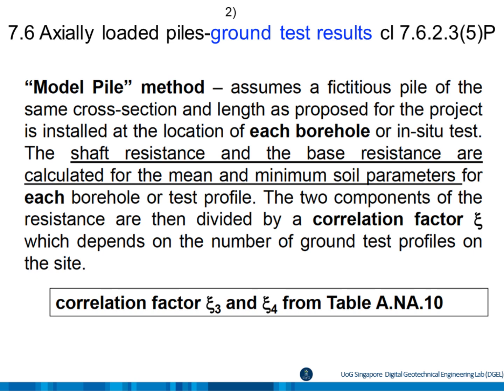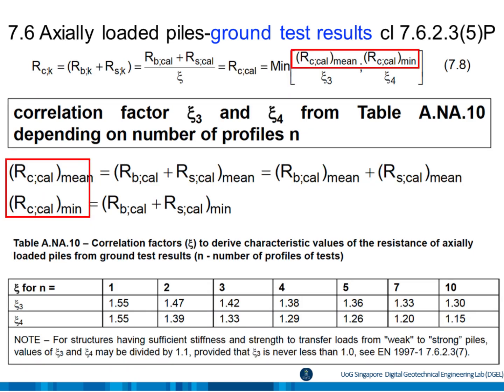Then, correlation factors are applied to the calculated resistance to account for the variability of pile resistance. The resulting factored value is taken as the characteristic compressive resistance. The calculated compressive resistance, RCcal, can be determined using prediction methods, such as the equations we discussed, based on ground test results. As you can see, the calculated mean value or the calculated minimum value can be estimated independently. These values are then factored using correlation factors, Xi3 and Xi4.